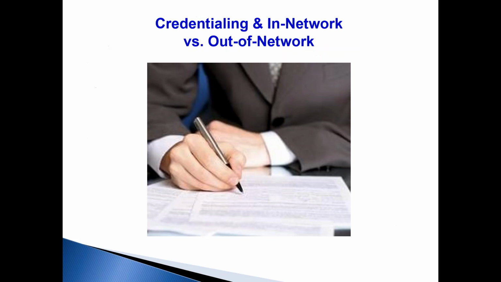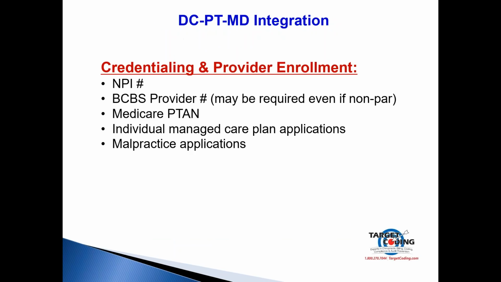Next, you probably want to make a decision. Do you want these other doctors and staff members integrated, PTs and acupuncturists, DOs? Do you want them in the plan or out of the plan? Do you want them in network or out of network? So now you have to deal with some credentialing issues. They need an NPI number.